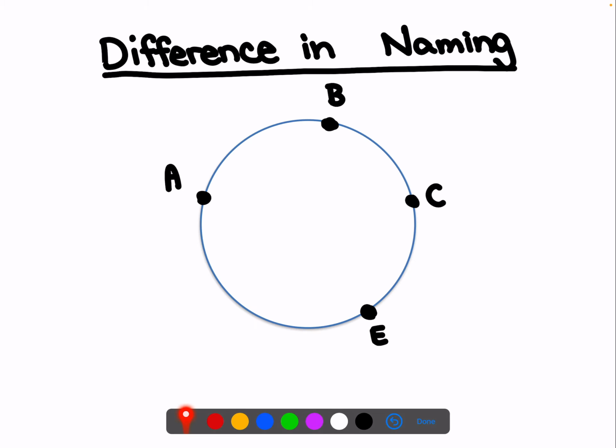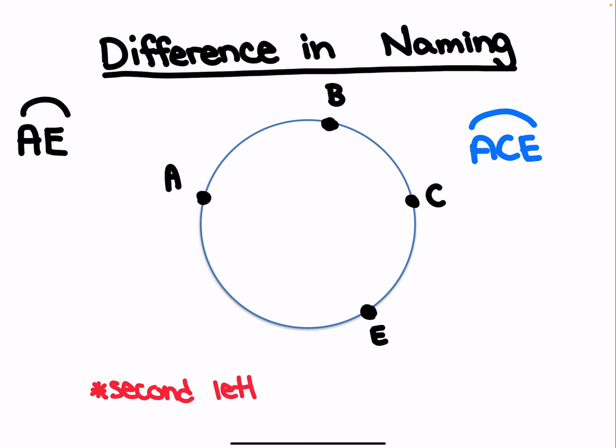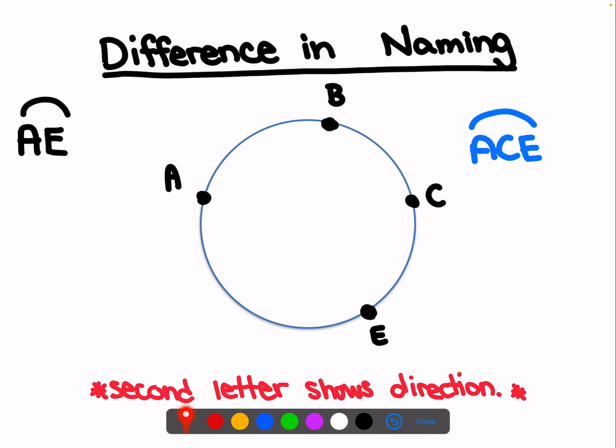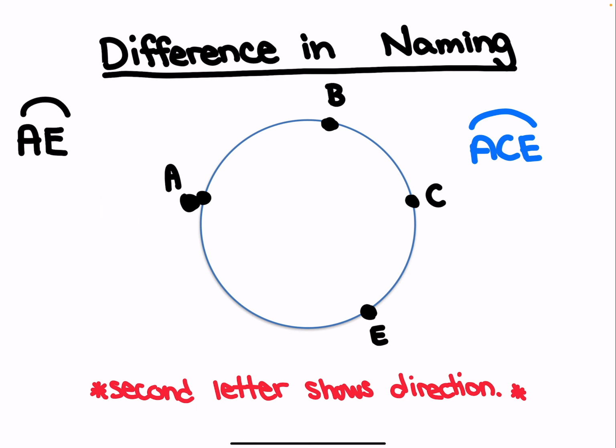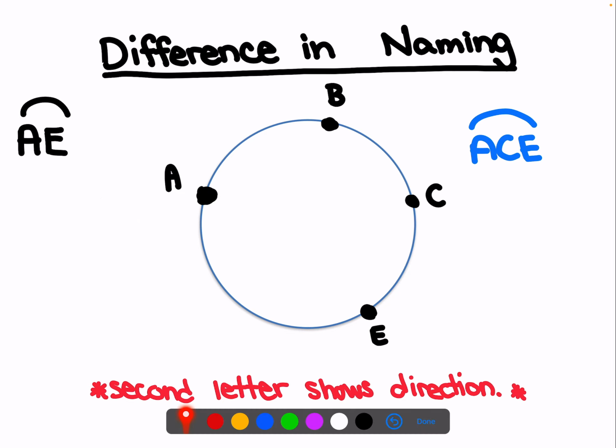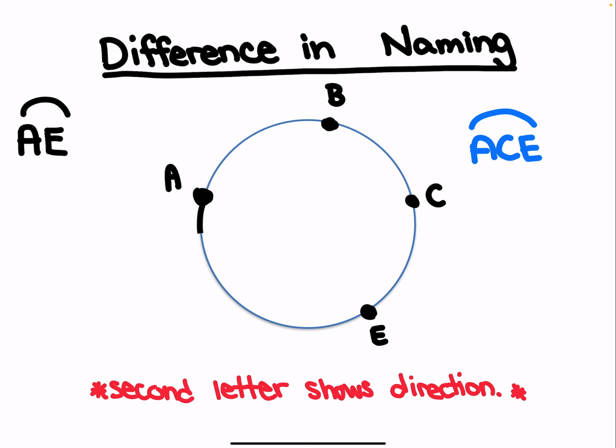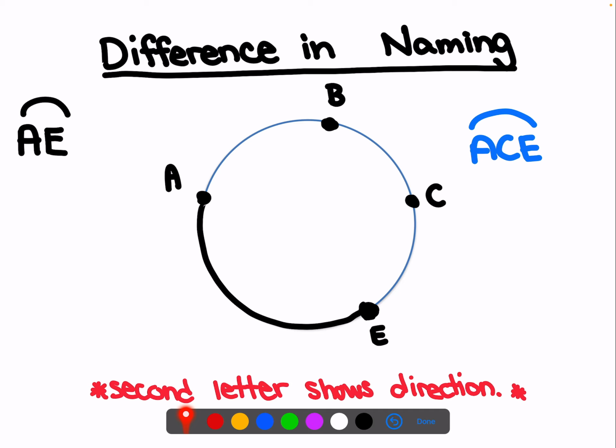Just to make sure that we have naming down, we're going to go through a couple examples here. So here's the difference in naming. I'm going to have 2 different arcs, arc AE and arc ACE. Again, the second letter is always showing the direction that we're going. So for our first arc, arc AE, we're going to start at point A, our first letter. Second letter is our direction that we travel, and if there's only 2 letters, that's also where we end. So I start at point A, and then I travel towards point E, and since there's only 2 letters, I also end at point E.